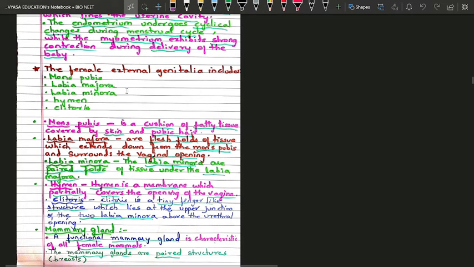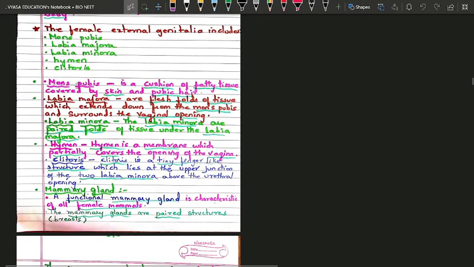The female external genitalia include what? They are the mons pubis, labia majora, labia minora, hymen, and clitoris. So we'll just see what these are. Mons pubis is a cushion of fatty tissue covered by skin and pubic hair. Theory is not very important here. Just go through it once; nothing has been asked here, but still just read it.